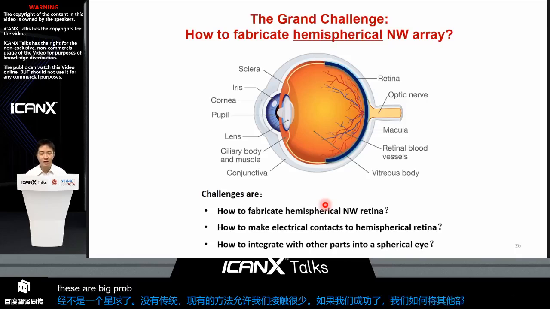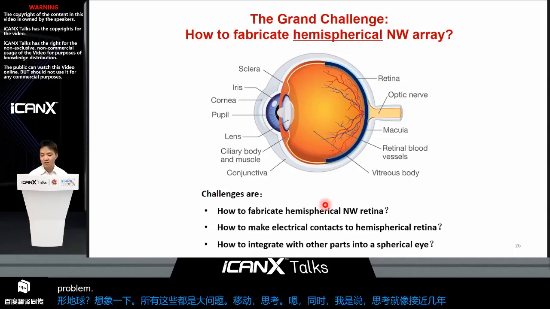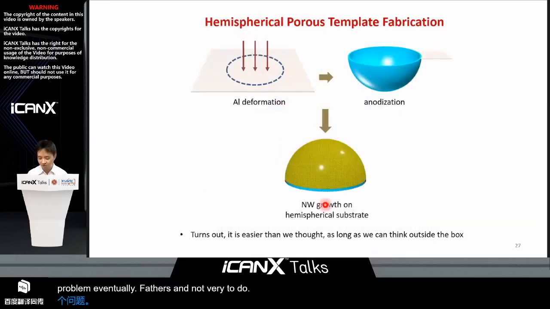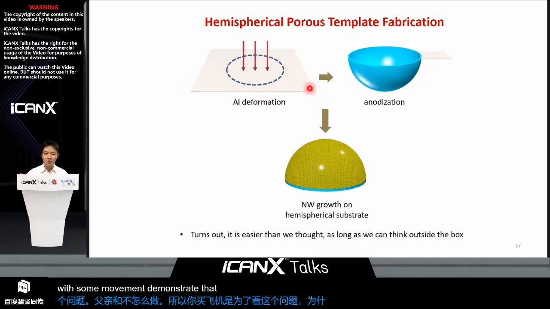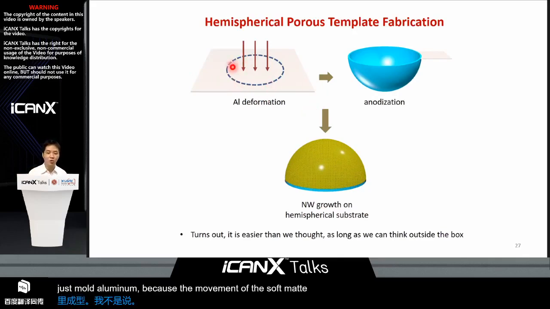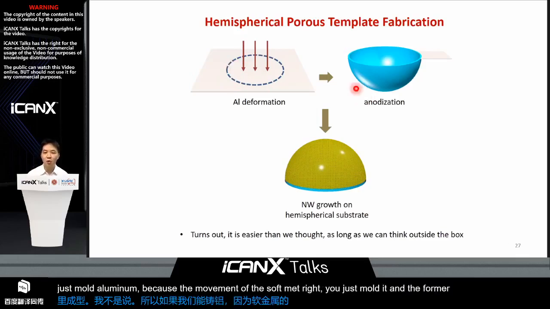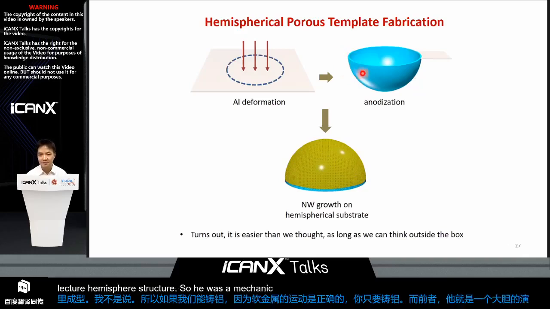We've been thinking for a while. I've been thinking for close to 5 years on how to solve that problem. But eventually we found that it's actually not very tricky to do. If I explain it to you, you'll see it's quite straightforward. Why? Because we start with aluminum. I demonstrated that we can use aluminum from the aluminum oxide, porous aluminum oxide. It turns out we can just mold aluminum, because aluminum is a soft metal, right? We can just mold it and form this bowl-like, hemispherical structure. We can use mechanical molding. It's quite easy to do actually.